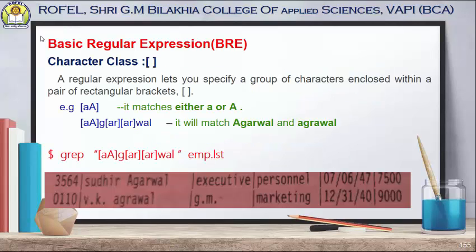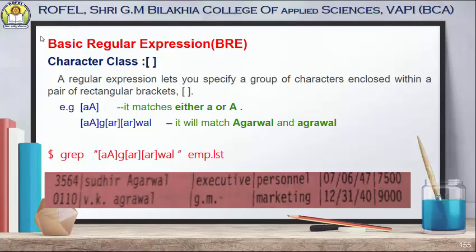Basic regular expression, BRE, is used in both the grep and sed commands. Different regular expressions have different meanings in Unix. First of all, we will see some character classes. Character classes are written within square brackets. Remember that point: if you want to match a single character, you can use square brackets.